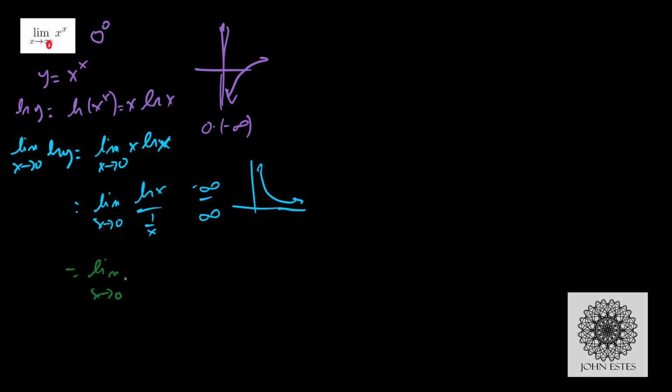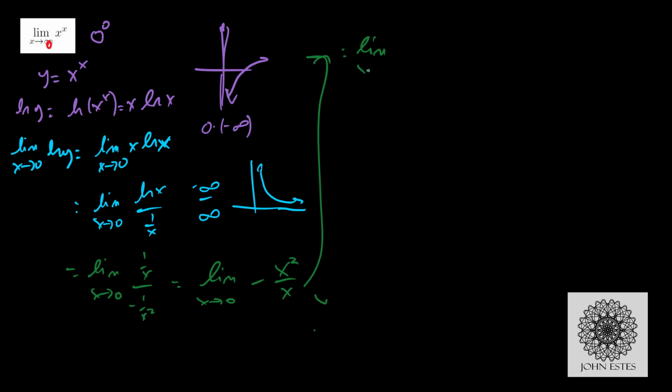So I'll take the derivative of the top and the bottom. The derivative of the top is 1 over x. The derivative of the denominator is negative 1 over x squared. And so now applying the principle that dividing by a fraction is the same as multiplying by the reciprocal, I get negative x squared over x, which is just the limit as x approaches 0 of negative x over 1, which is just 0.